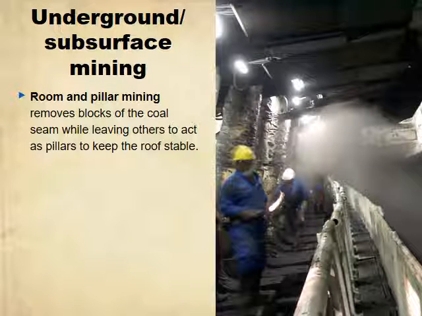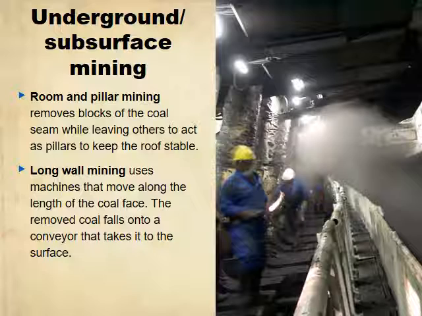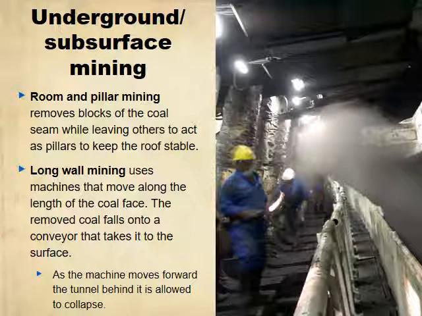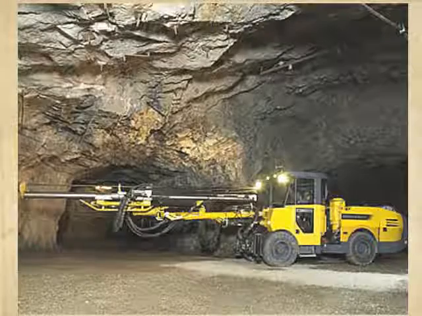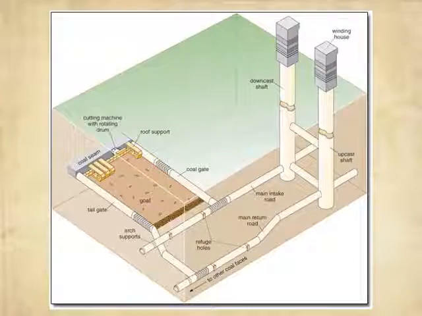Underground subsurface mining: you have room and pillar mining, and longwall mining, which I spoke about before. It moves along the length of the coal face and the coal falls onto a conveyor belt that takes it up to the surface. Here are the different tunnels and evacuation systems and the pumps, because a lot of water gets down into there. You have ventilation shafts and elevators going up and down, and then areas where they dump what they don't need. It goes down this chute and falls into this hole and they start filling up stuff. Here are some of the fun machines that they use.